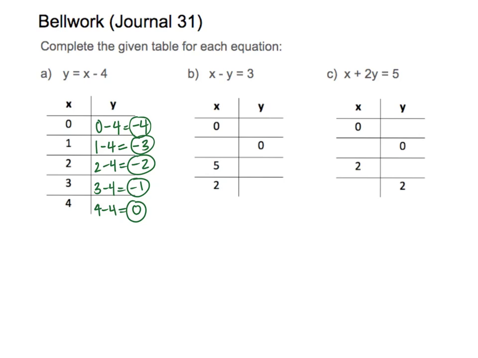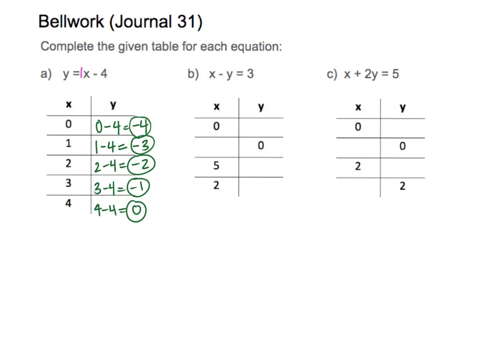Some of you guys might be really clever and start to notice, well, it's increasing by 1, I'll just add by 1. And some people will even notice that the slope here is 1. So if the slope here is 1, that's also another way you can know that the number is going to be increasing by 1 every time.